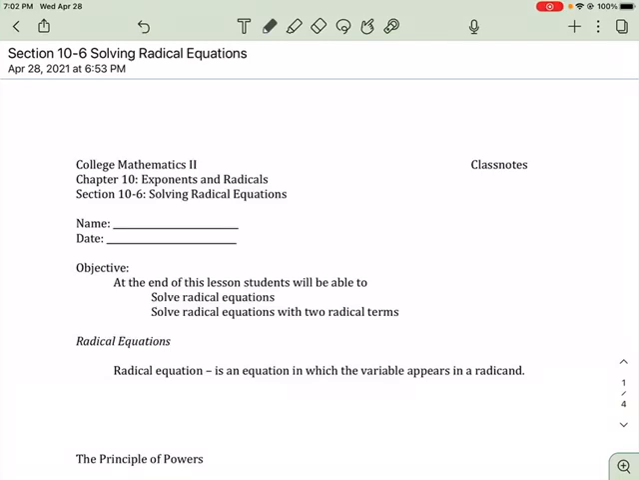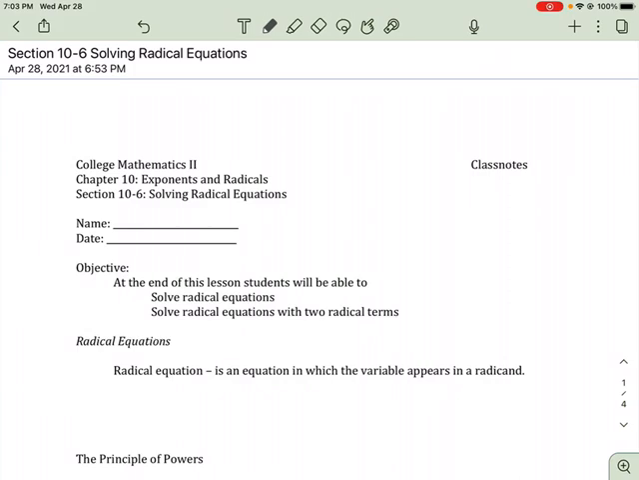Hi everyone. So today we're going to work on solving radical equations. Now, it's about where's the variable and how can we isolate it when it's underneath a radical. So that's what we're looking for, and what techniques can we use to solve. Hopefully we're going to be able to solve radical equations when we're all said and done, and be able to solve radical equations with two different radicals. That's going to be the hard one.